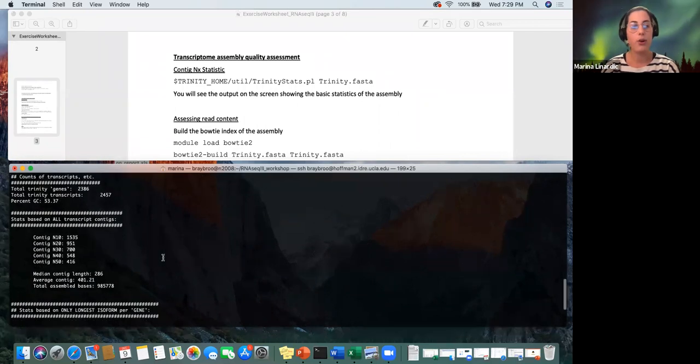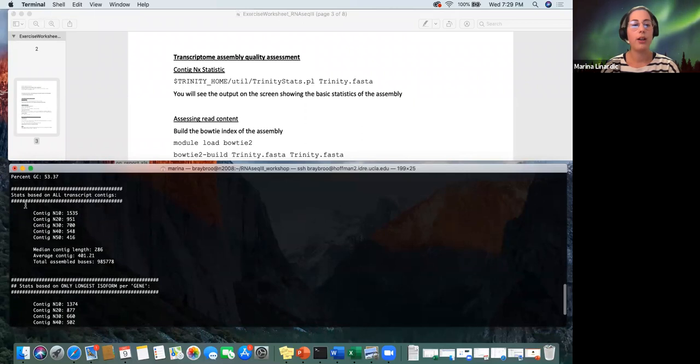Then, what we talked about before, we have stats based on all transcript contigs. This includes all the isoforms for each gene, and the NX statistic. At least 50% of our bases are within contigs that are at least 416 long, which is not bad. Of course, you want this number to be as big as you can. Then we have the median contig length, which is a little bit smaller, and the average contig length is 400. These are all the assembled bases that it used.